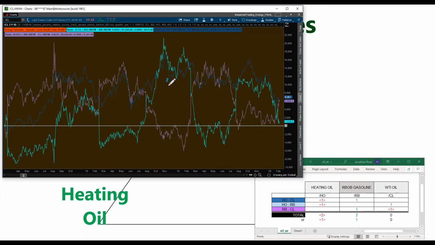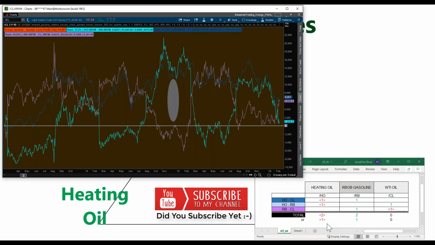Let's use this as the example. The purple line is going to be RBCL right here. Buy one, sell one. RBCL, buy one, sell one. These two are going to be HORB, sell one, buy one, sell one, buy one. So you don't need to do all this trading to express your opinion on this chart. We want to break things down to the lowest common denominator. And that's what I did here.